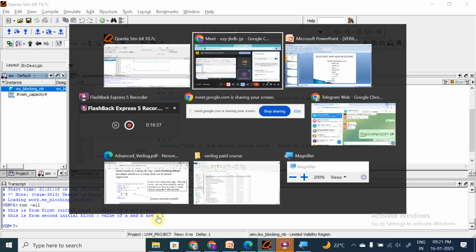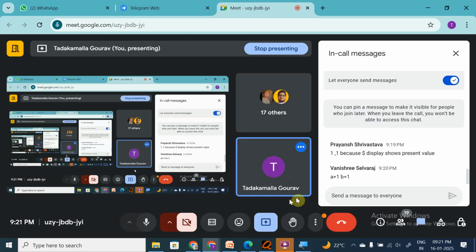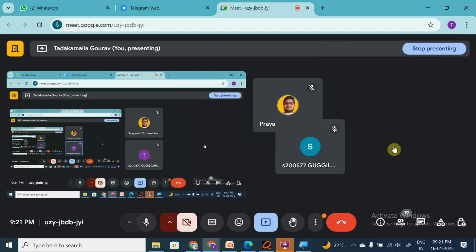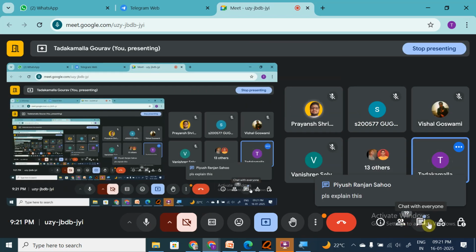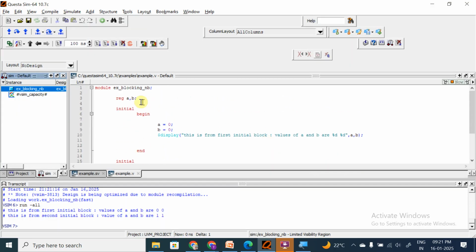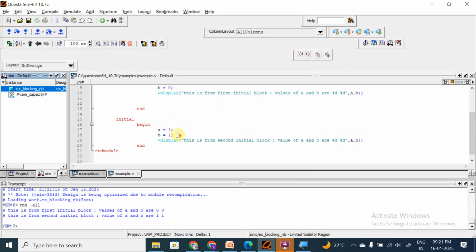Is it clear for everyone? What we are getting? Yes, sir. Others? Is it clear? Yeah, what is happening here: within the first initial block, A is equal to 0, B is equal to 0. What we are displaying, this is from the first initial block, values of A and B are 0, 0. And this is from the second initial block, values are 1 and 1.